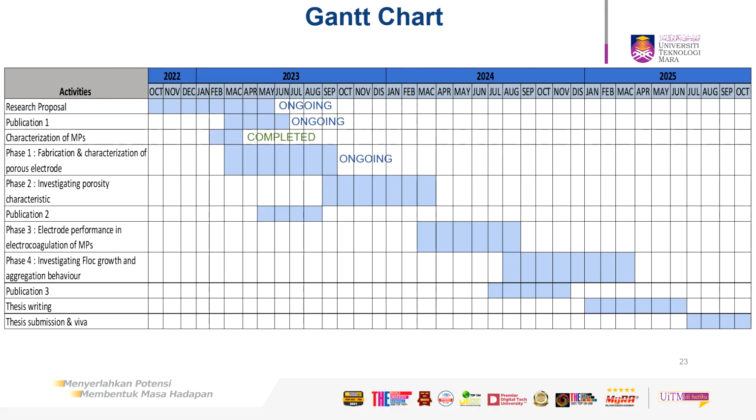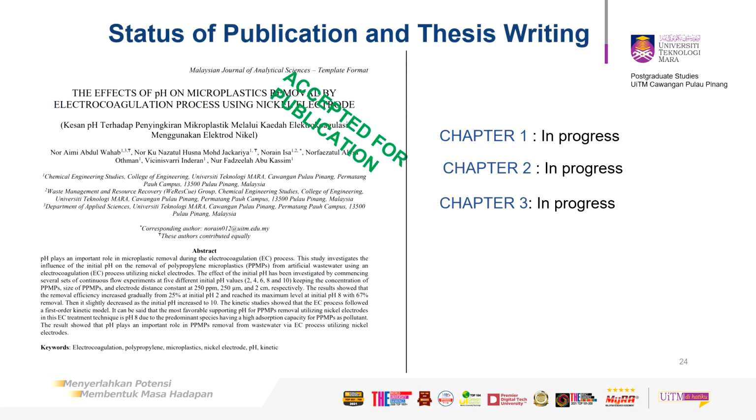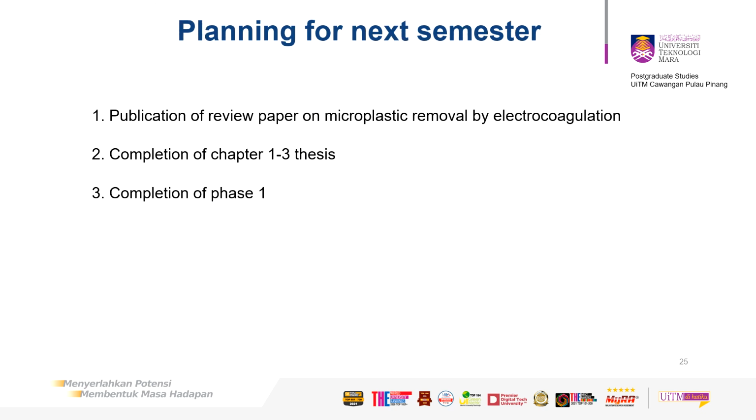Okay, this is the Gantt chart of my research work for 3 years. And this is the status for publication and thesis writing. And this is the planning for next semester.